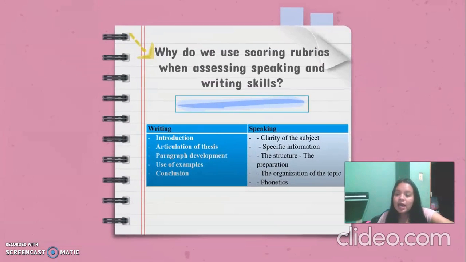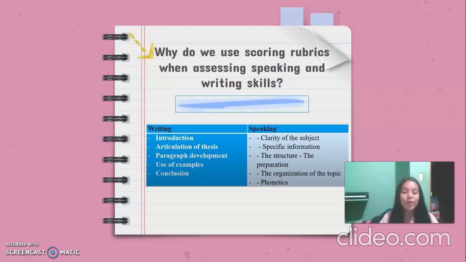Well, why do we use scoring rubrics when assessing speaking and writing skills? I think, for example, that many experts believe that when students receive a rubric beforehand, they understand what is expected and how they will be assessed and can prepare accordingly. They can understand what is expected and why certain grades are given: development, use of examples and conclusions.